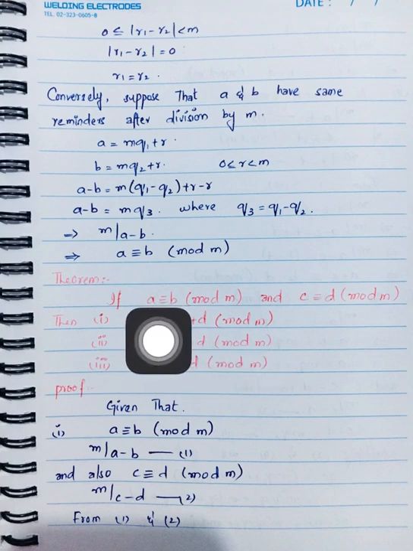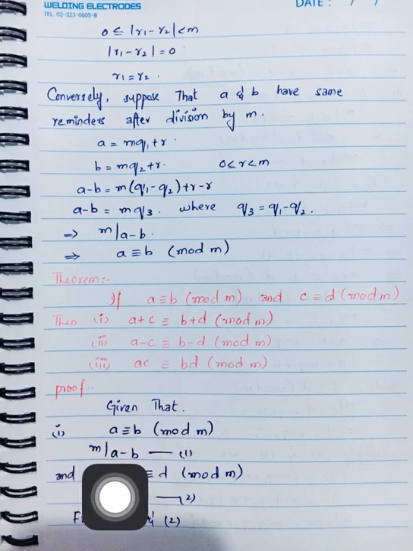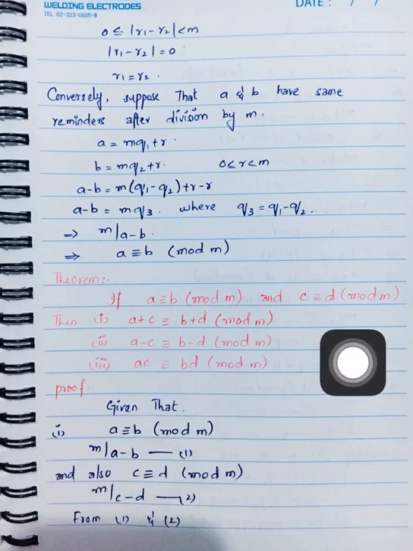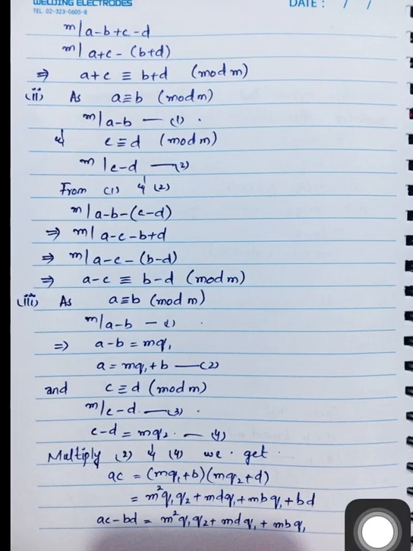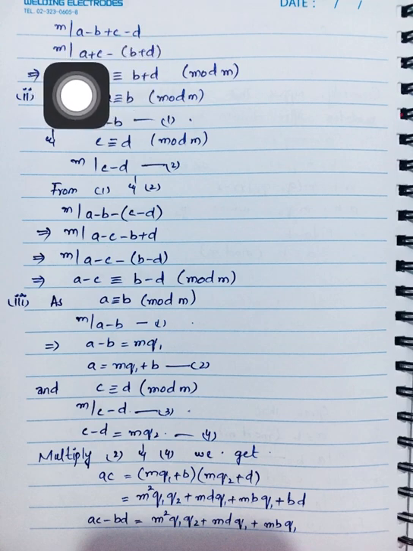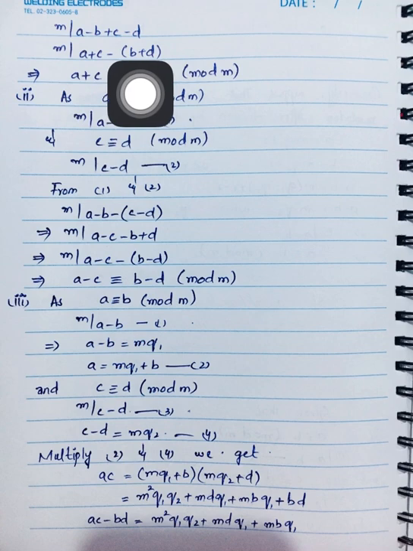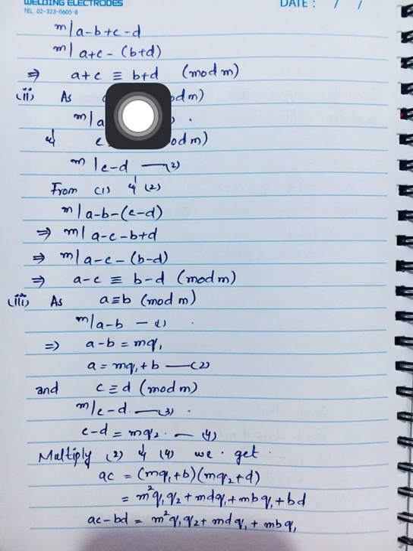So for this, I take these two conditions: A is congruent to B and C is congruent to D. If A is congruent to B modulo M, by the definition of congruency, I can write it as M divides A minus B. This is equation 1. And if C is congruent to D modulo M, then M divides C minus D. This is equation 2. Now from 1 and 2, I can write M divides A minus B plus C minus D. So M divides A plus C minus B plus D, arranging this. That means A plus C is congruent to B plus D modulo M. Simply I can write it as.